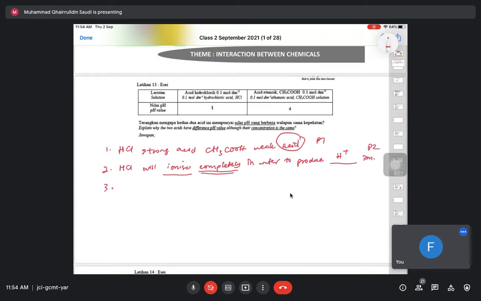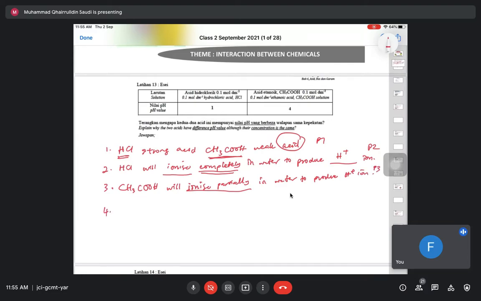The third point, after we talk about hydrochloric acid, we have to talk about ethanoic acid. When you say ethanoic acid is a weak acid, what does that mean? Good, ionized partially. The words you need to know are not that difficult. In water to produce the same thing, to produce hydrogen ion, because we are still talking about acid. So this is the third point.